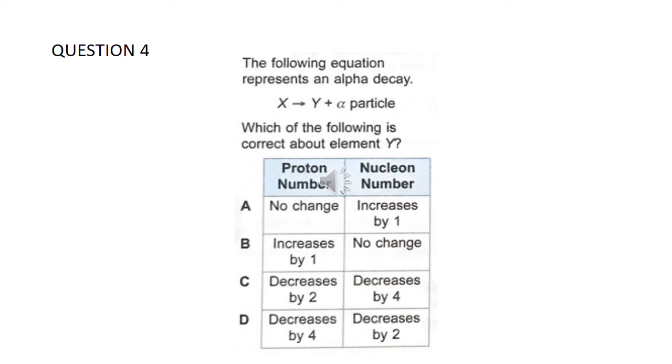Since alpha particle already has a mass number of 4, the nucleon number must be decreased by 4. And since alpha particle has an atomic number of 2, the parent nucleus must reduce the atomic number by 2. Thus, the only answer for element Y is D. Okay, did you get the same answer? If you do, then congratulations.